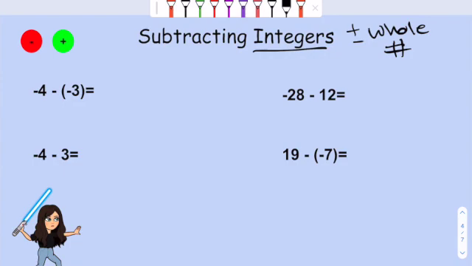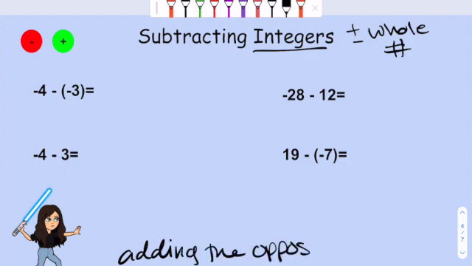Now, the method that I'm going to use today is called adding the opposite. And what I mean by opposite is the opposite sign. So if your number started out as a positive, it's going to become a negative. And if your number started out as a negative, it's going to become positive. So that's what I mean when I say adding the opposite sign.